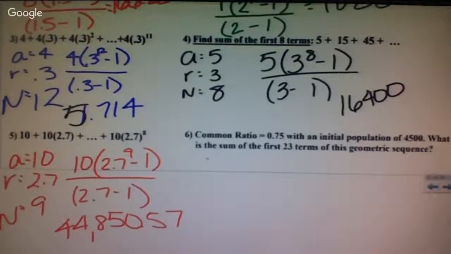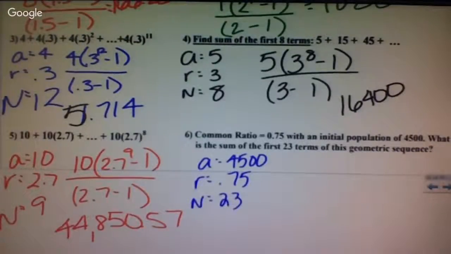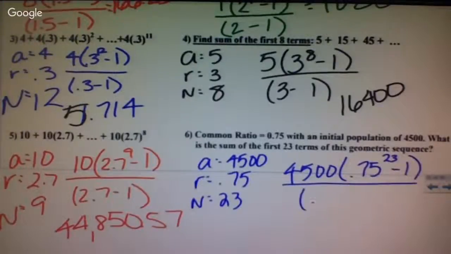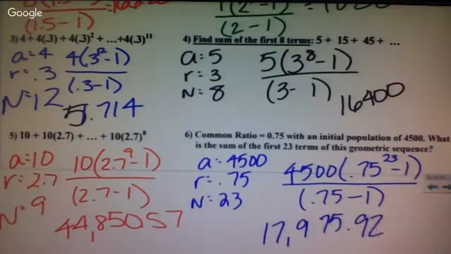This one, my A value was partially right. It was 4,500. The R is 0.75, and your N is 23. So 4,500 times 0.75 raised to the 23rd minus 1 divided by 0.75 minus 1. And you get 17,975.92 when you round.